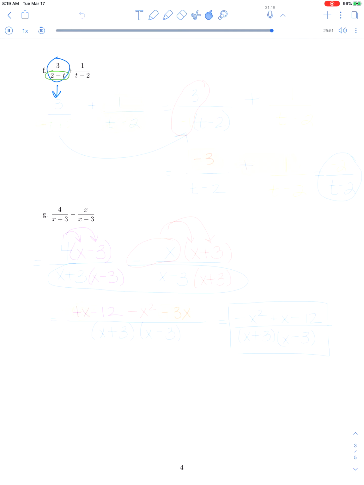So the top will stay the same. We're not changing anything, just the bottom. And if the T comes first, notice the T is negative, so it should be negative T. The 2 is positive, so plus 2. The second fraction will stay the same.